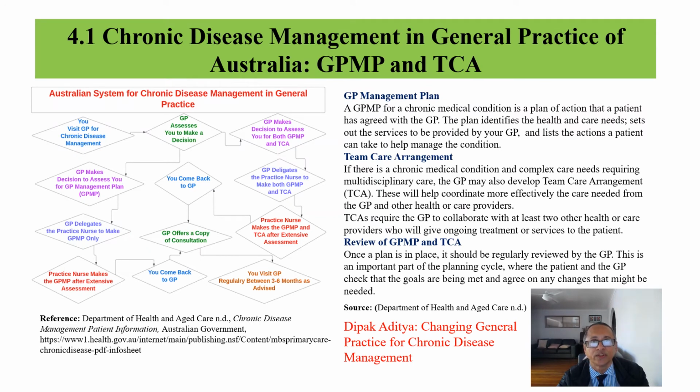Chronic disease management in the general practices of Australia. There are two forms, GPMP and TCA. They are mentioned previously. Here I try to simplify the process with a flowchart. Regular review of GPMP and TCA is highly important in the planning cycle. The patient and GP should regularly check if the goals are being met. Practitioners play a significant role in the assessment in addition to GP.